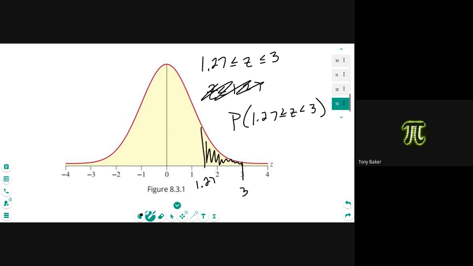Yeah, let's do this section first. All right.